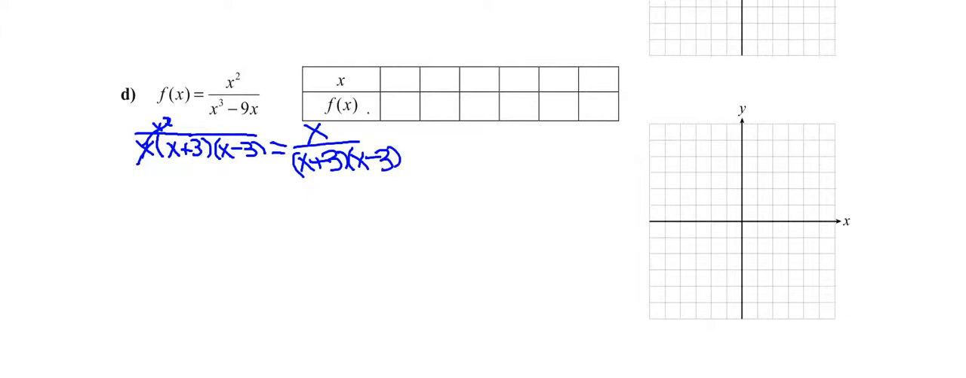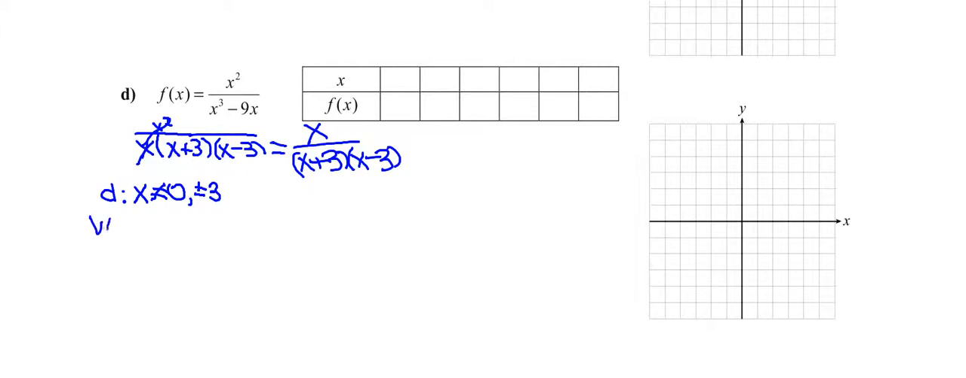Okay, now we can start listing everything we know. Starting with the domain, we get it from the denominator before we cross anything out, and we set the factors to 0 because we know we can't divide by 0. So x cannot equal, from the x, 0. X plus 3, that's going to be negative 3, and x minus 3, that's going to be plus 3. So x cannot equal 0 or plus or negative 3.